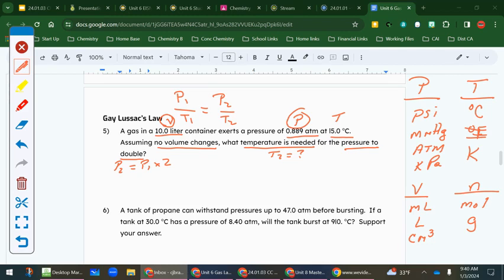You could have also put the 47 in up here and found out what temperature that tank would burst at. And then compare this temperature to the temperature you got. Again, the same reasoning that you just did, you would be doing here. If this pressure is the temperature at 909 degrees Celsius, is that tank gonna burst?